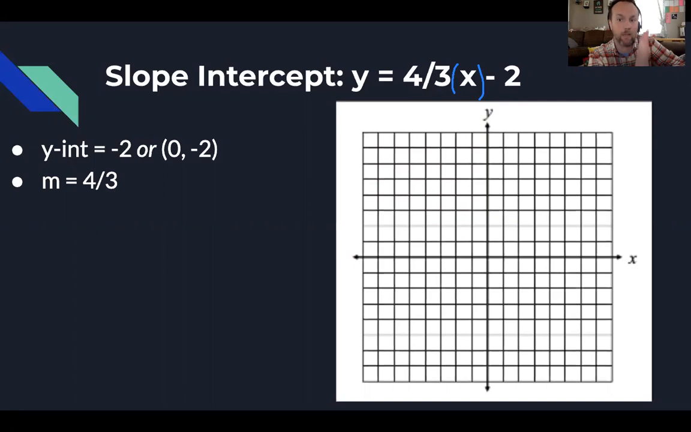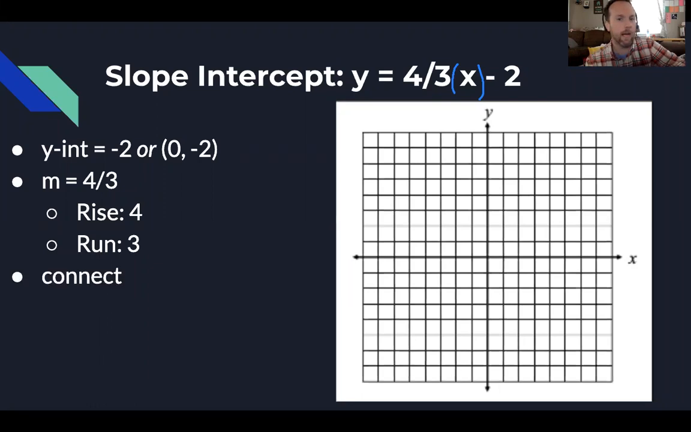It's going to be, if I look at it going left to right, it's going to look like the line is going up. That's honestly the simplest way to look. If you look at your line starting left to right and it looks like it's going up, that means that it has a positive slope. If it looks like it's going down, then it has a negative slope. So my rise is 4, my run is 3. So then I connect those using a ruler and I put an arrow on both ends.